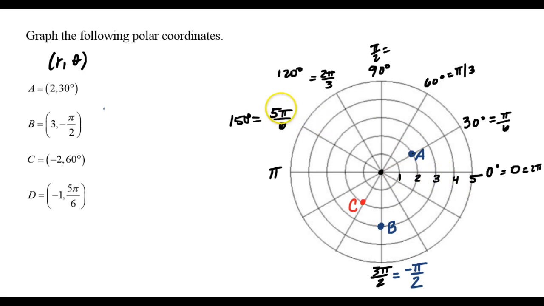So 5 pi over 6 is right here. So I would normally be walking toward 5 pi over 6, but because my directed distance is negative, I'm going to be along this line, but in the other direction.